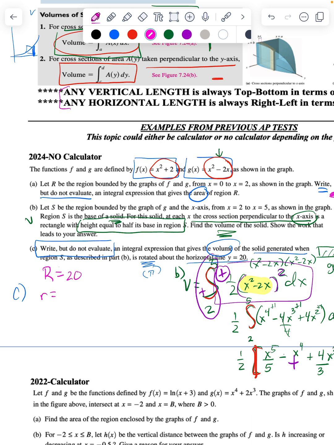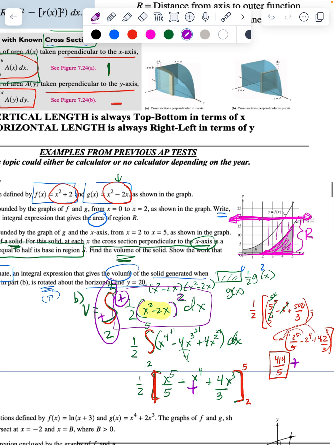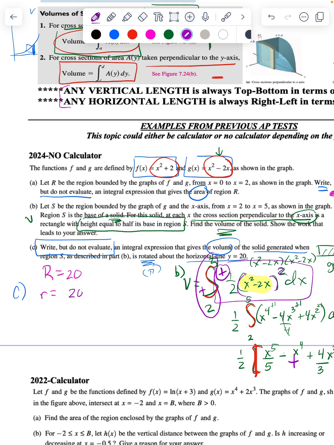How about my little r? Little r is going to be this part here that I'm taking away. So to get little r, I have to take the big R, which was 20, and take away the part under the function, which is going to be the actual g of x. So little r is going to be what's left over when you take the whole thing, which is 20, and subtract this part that's under the graph. So my little r is going to be 20 minus the function g of x.